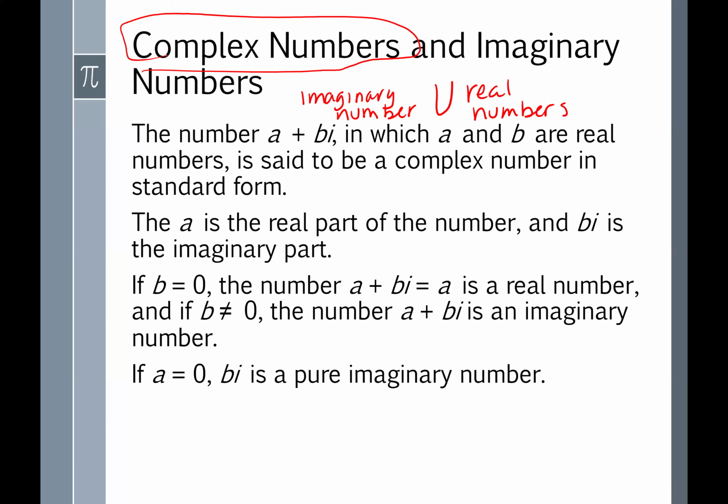So the way we write a complex number is we write it as the real part plus the imaginary part, a plus bi. And a and b are just real numbers. They're just numbers on the number line, and they can be positive or negative. It doesn't matter. If a is equal to 0, then bi is a pure imaginary number. If b is equal to 0, then that's a real number. So every real number is complex. Every imaginary number is complex.